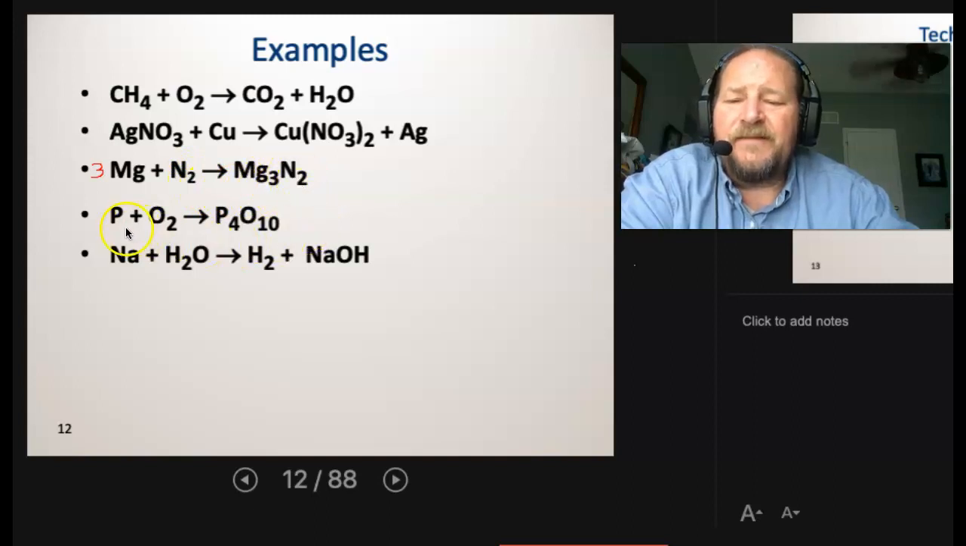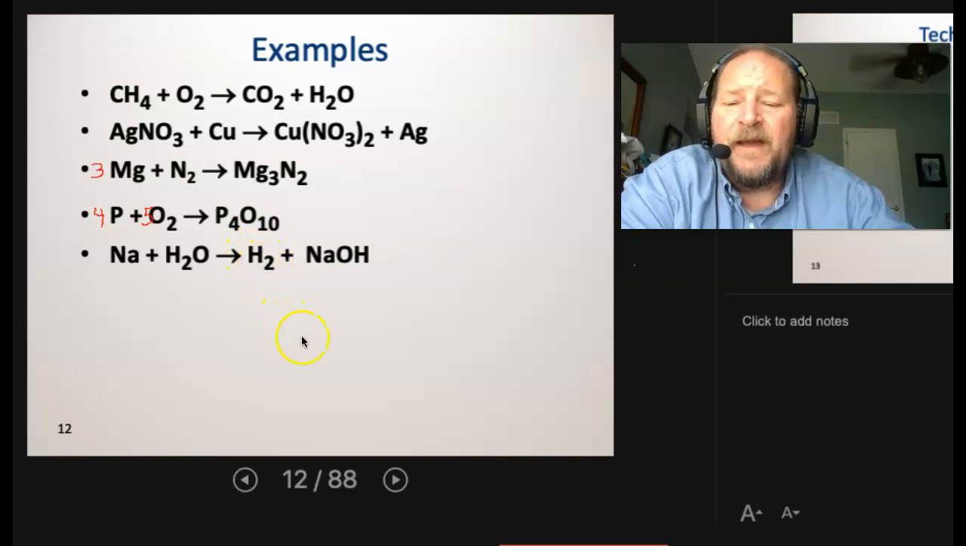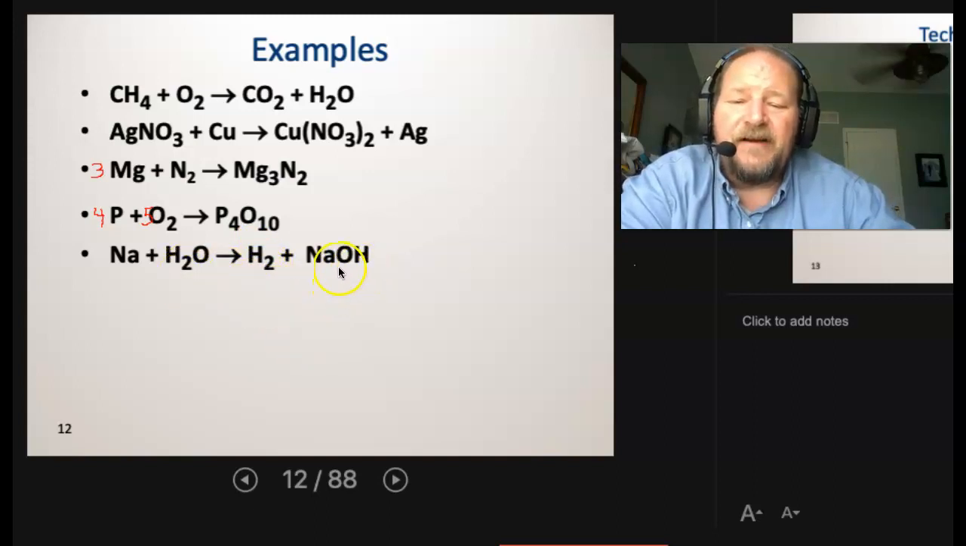All right, for the next one, I'm going to put a 4 in front of the phosphorus. That gives me P4 plus O2. I need 10 of those. So I'm going to put a 5 in front of the oxygen. Now I have 4 phosphorus, 5 times 2 is 10 oxygen, 10 oxygen. Should be balanced. Now for this next one, you may have recognized water as having a polyatomic.